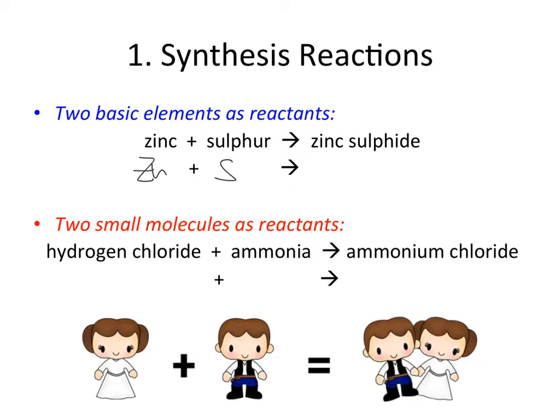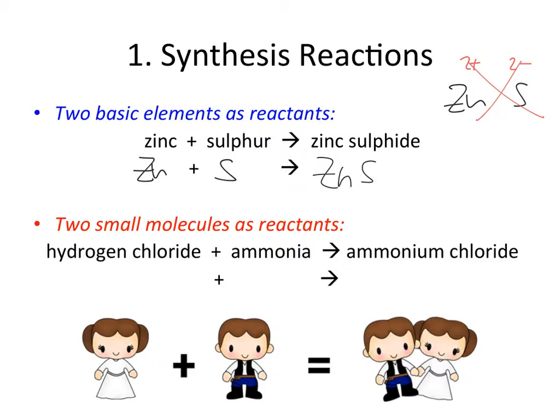To figure out our formula here, we have to use our ionic formula rules. So we have Zn and S. This is 2 plus, this is 2 minus, because in group 6, and zinc, we just know that it's going to be 2 plus, so we cross, and we get ZnS as the subscripts cancel out. So that's a very simple example of a synthesis reaction with two basic elements.